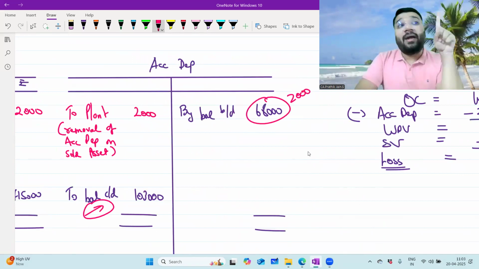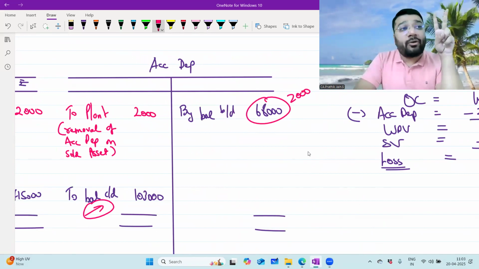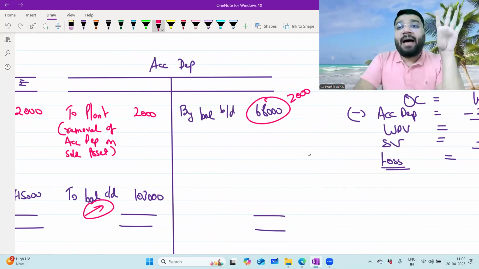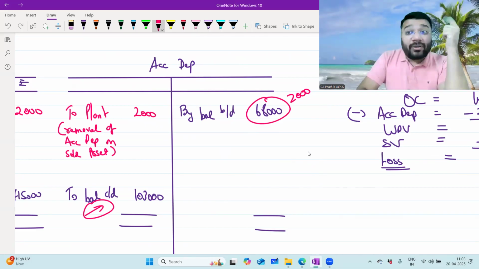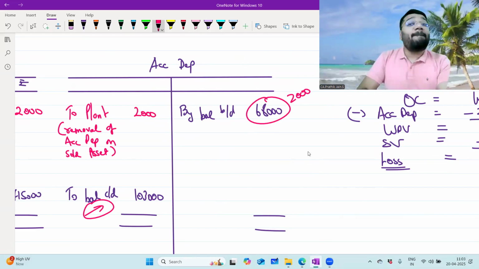4 entries. Entry 1, depreciation. Entry 1A, removal of accumulated depreciation from the accumulated depreciation account to plant account. Then entry 2, loss entry. Entry 3, bank receipt, bank entry. Entry 1A you recorded. Who will record entry 1 before that? That is the balancing figure.